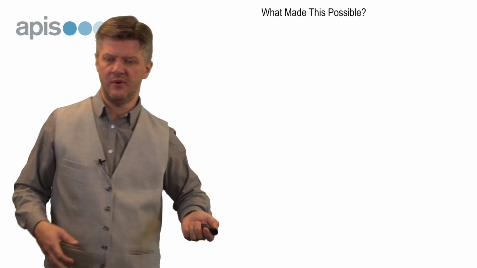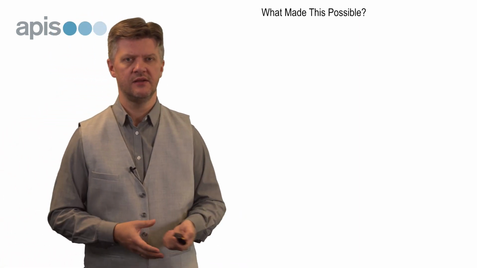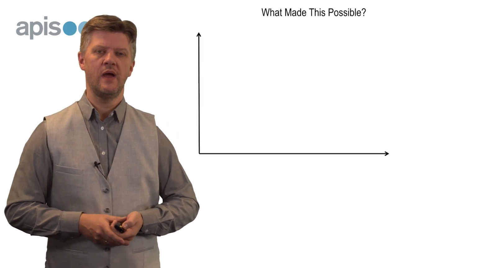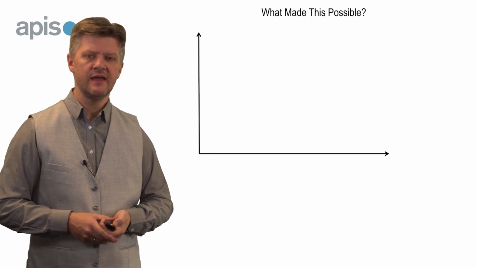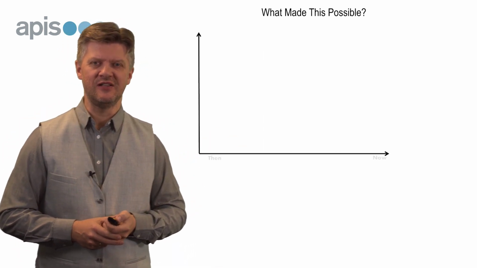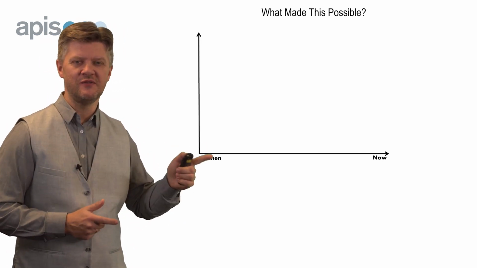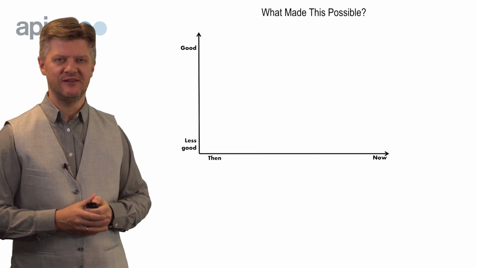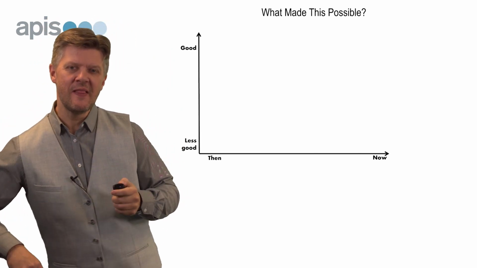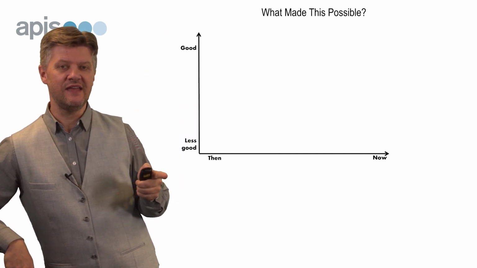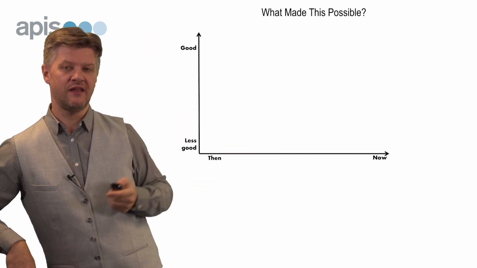Is it political? Is it technical? What is it? Is it religious? Well, follow me in a very, very technical and difficult to understand graph. It goes from then to now and from less good to good. I know, bear with me, this is difficult. So things have gone from less good to good in the time span between then and now.